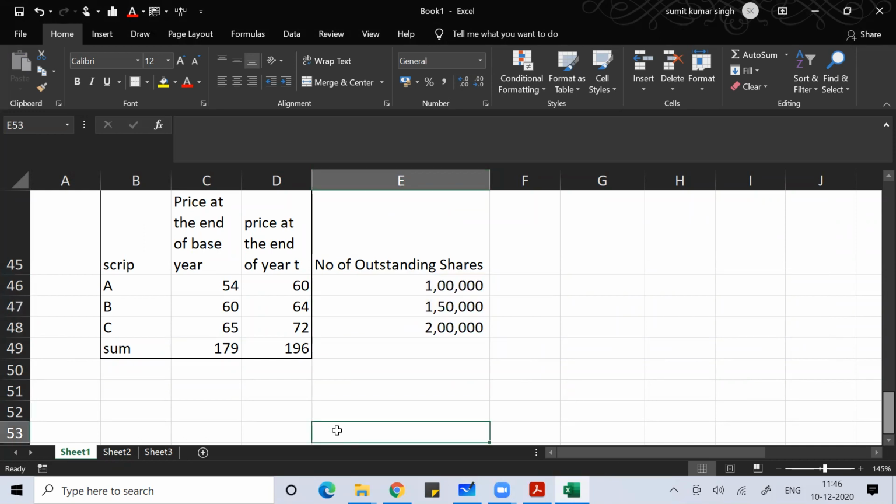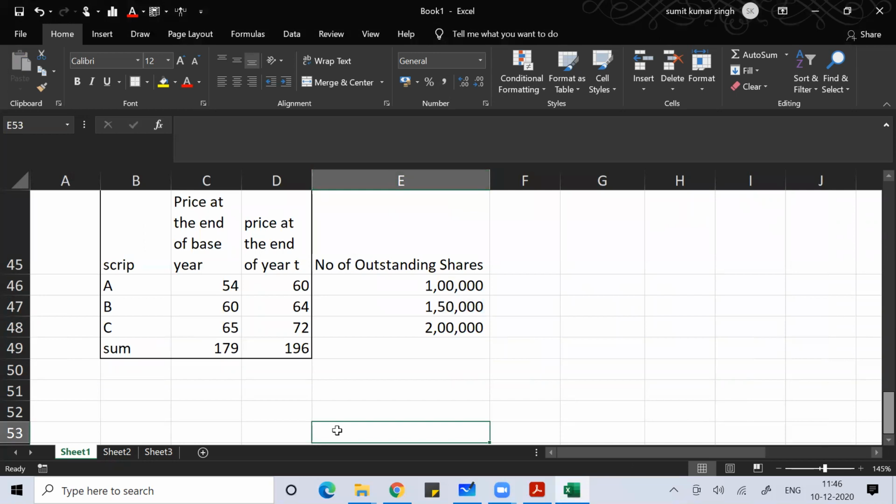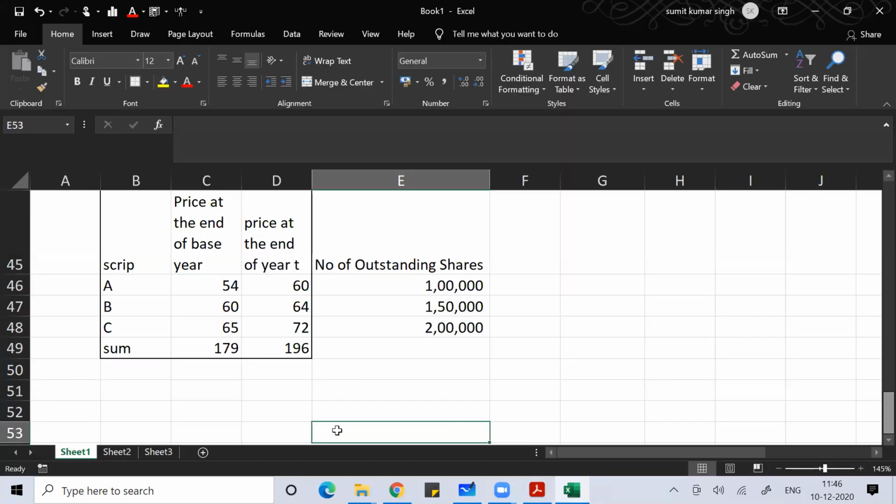Number of outstanding shares. So now the third thing that we are going to study. We studied price weighted, we studied equally weighted. Now the third thing is value weighted. So value weighted indices. When we talk about value weighted indices, how to do that?